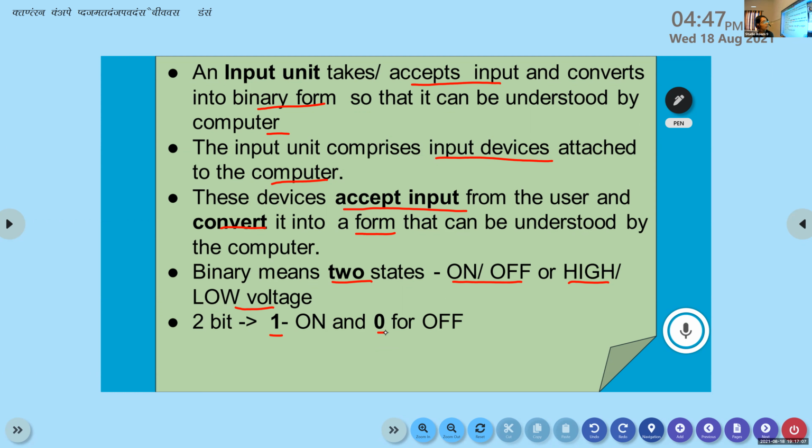Can you give me 3 examples of input devices? Anyone can answer. Keyboard. Then a small one, mouse. Then one more thing. Scanner or printer? Which one will come? Scanner. Yes. In this chapter, we are going to learn about some of the input devices.